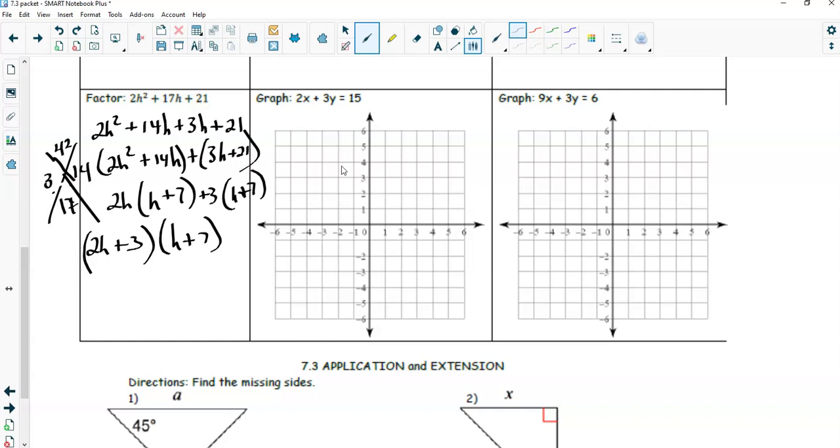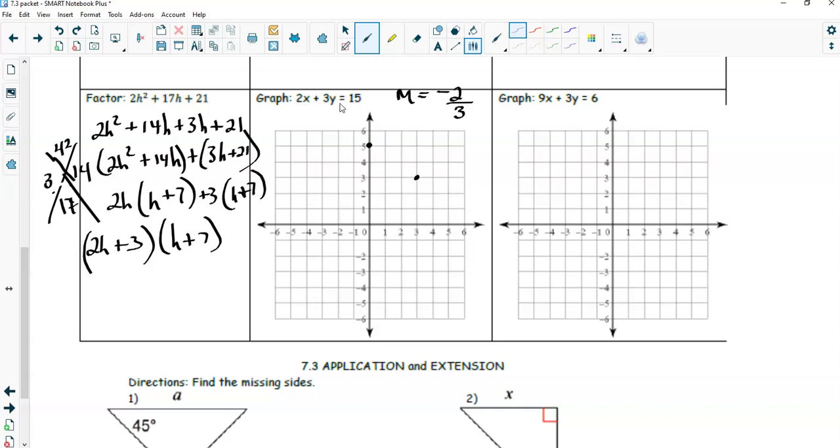Next part is graph. They gave me the equation of the line in standard form. I want to find my x-intercept. 15 divided by 2 is not an easy one because it's going to be a fraction. So I'm going to get the y-intercept. 15 divided by 3 is 5. And the slope is the opposite of A divided by B, so negative 2/3. So that means I'm going to go 2 down, 3 to the side. And the line that goes through those two points is my line.